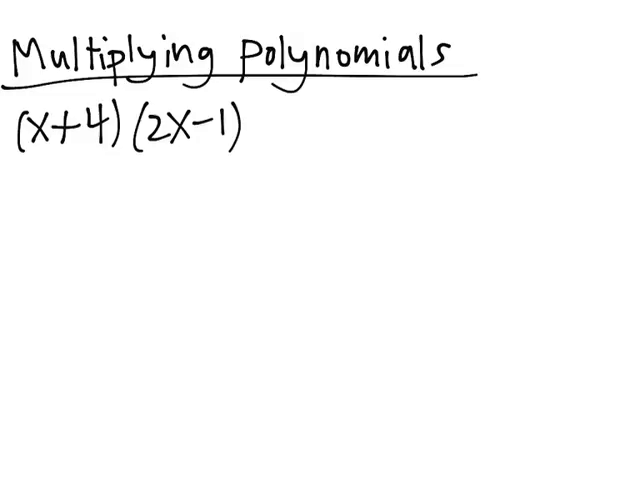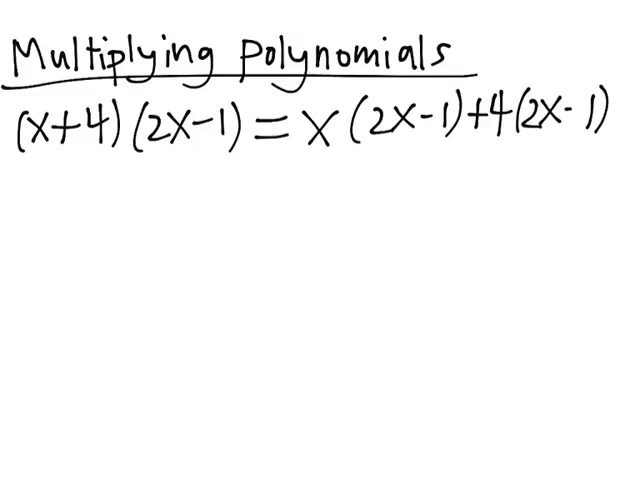If we use the distributive property to separate the left side, then this becomes x times 2x minus 1 plus 4 times 2x minus 1. Notice how x times 2x minus 1 and 4 times 2x minus 1 are both products of a polynomial and a monomial, which we already know how to do, and they're added together, and we just learned how to add polynomials, so this is something we can evaluate.